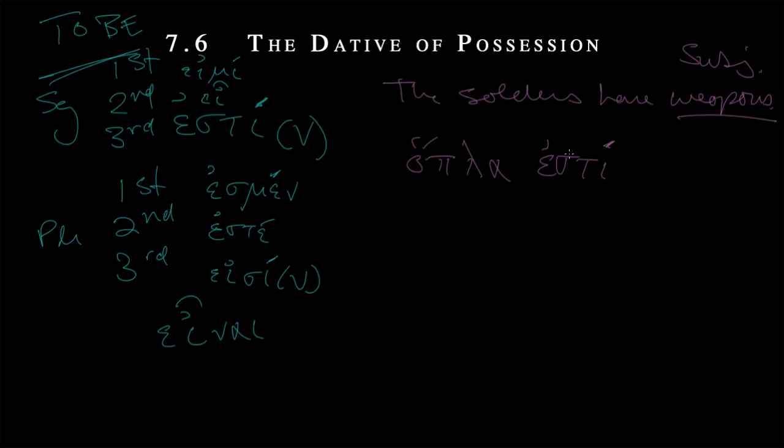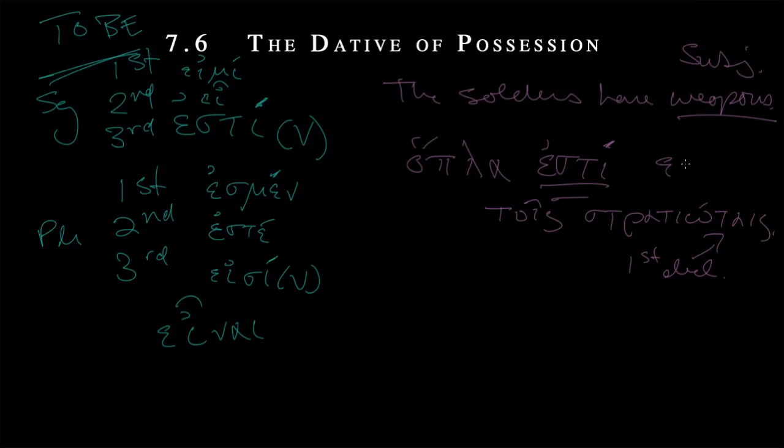So hopla esti, there are weapons, and now we just need to say to the soldiers. So tois, dative plural, masculine, stratiotais, dative plural, masculine, but first declension noun. So there are weapons. Also, note that I'm using the singular esti here, not eisi. Why? Well, it's hopla. This is a neuter noun. And remember that neuter plurals take singular verbs. So even though we're really talking about weapons, we get to say the weapons is, not are in Greek. Because these neuter nouns can take a singular verb. So there are weapons to or for the soldiers, aka the soldiers have weapons.